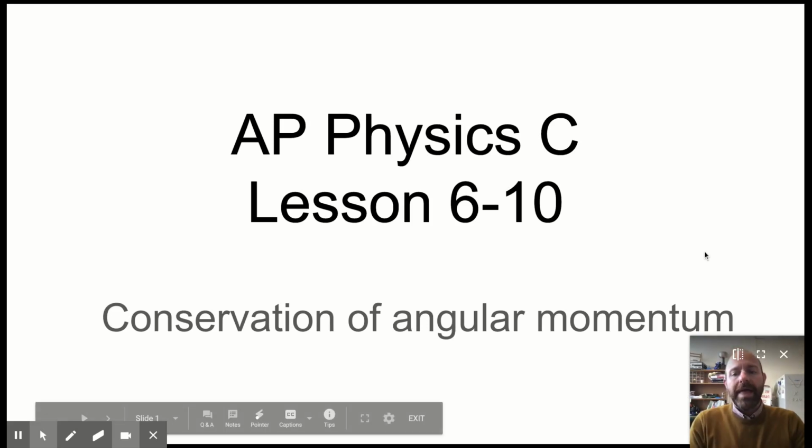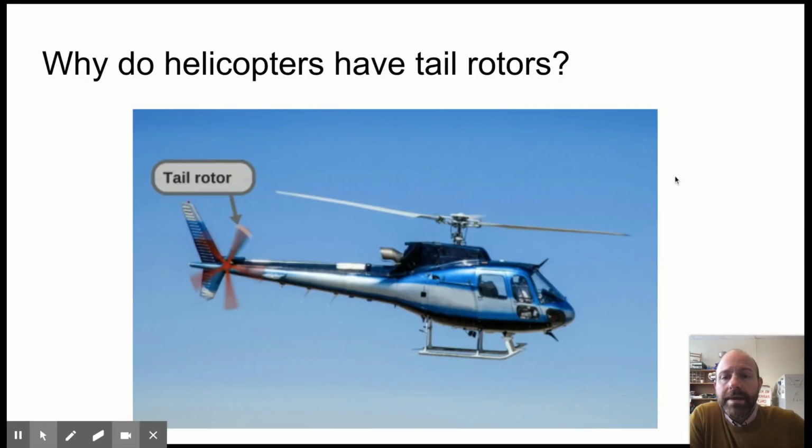In this video, we're going to look at the conservation of angular momentum. One of the consequences of this is we can answer the question, why do helicopters have tail rotors? Why do you need that extra little propeller on the back? This has to do with conservation of momentum. You're spinning one thing in one direction, and if you change that, you're going to cause the other thing to spin in the other direction. More on that as we go.